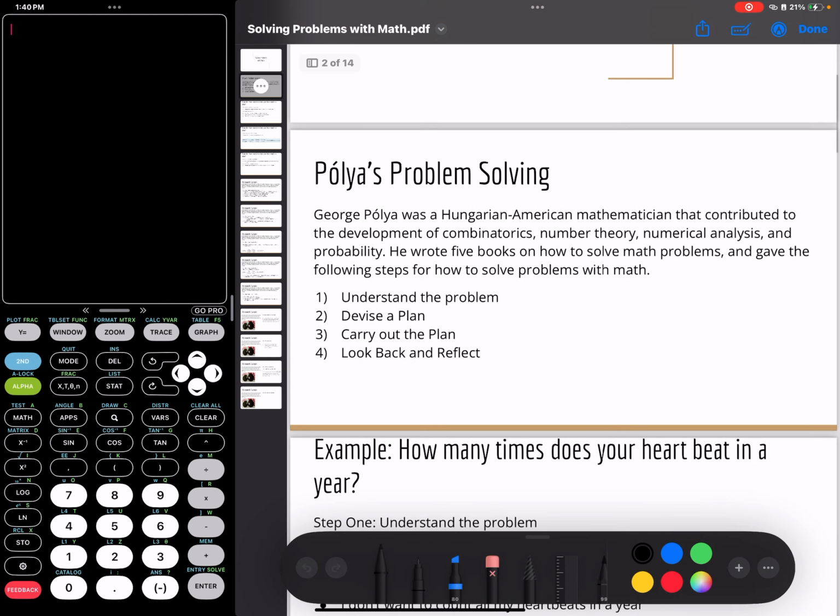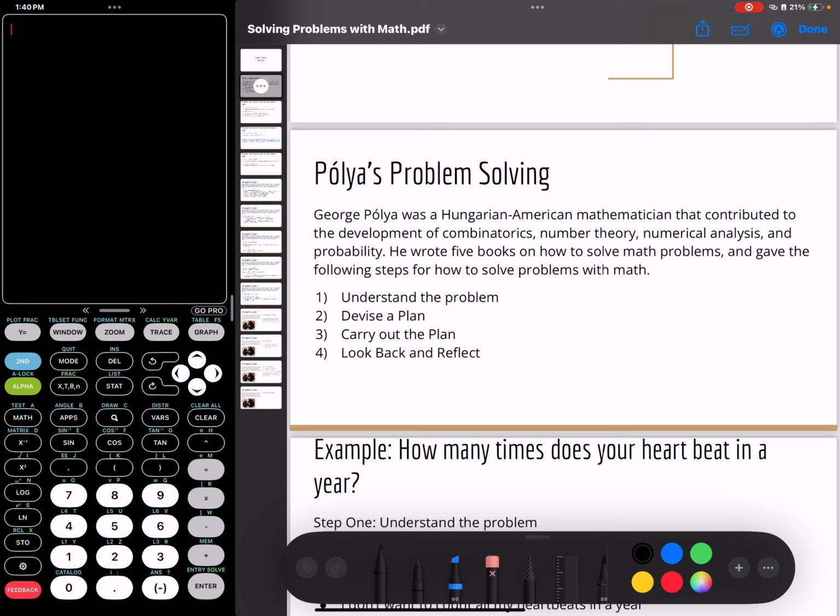So here we have the problem-solving strategies that I'm going to present you with. George Polya was a Hungarian-American mathematician, and he contributed to the development of combinatorics, number theory, numerical analysis, and probability. He wrote 5 books on how to solve math problems, and he gave these following steps for how you can solve problems with math.